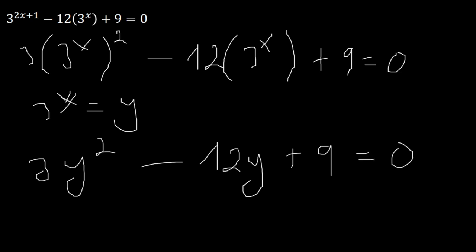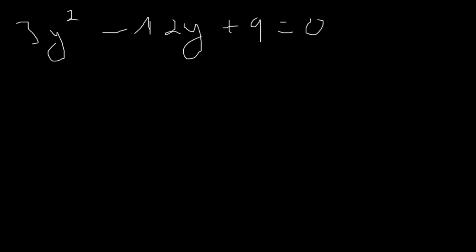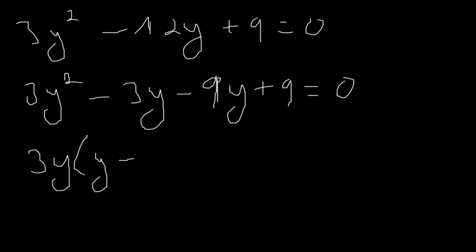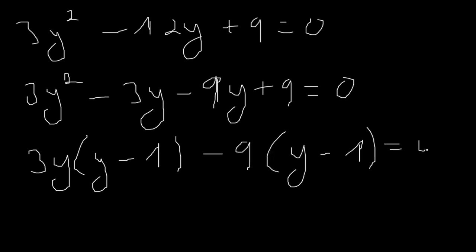Are you already seeing it? Yeah, we can then factorize. That is 3y squared minus 12y plus 9 is equal to 0. Therefore, 3y squared, that is minus 3y minus 9y, plus 9 is equal to 0. Therefore, 3y into (y minus 1) minus 9 into (y minus 1) is equal to 0.